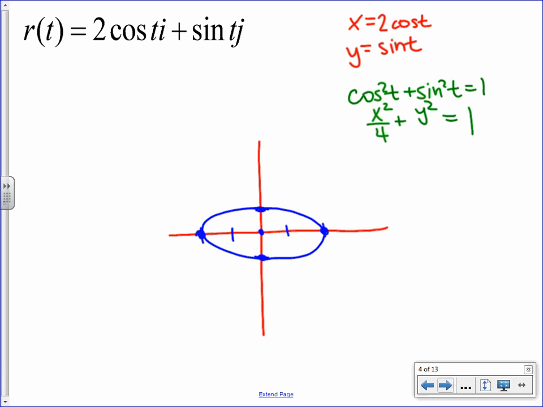And how do we know our direction? Yes. You can plug in some values. Counterclockwise, do you agree? Yep. 0 would give us a vector 2 or 2i. Yep. Pi over 2 would give us the vector j. Yep. Excellent. Excellent review.